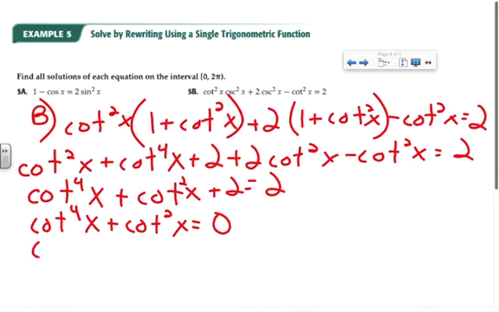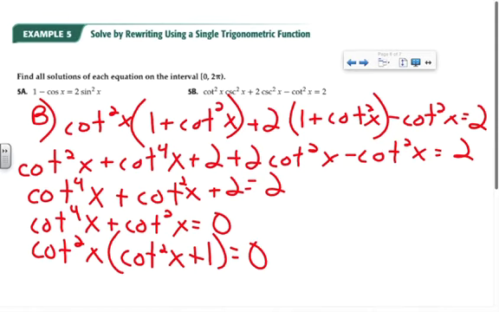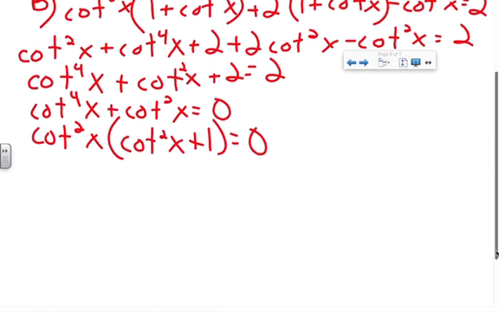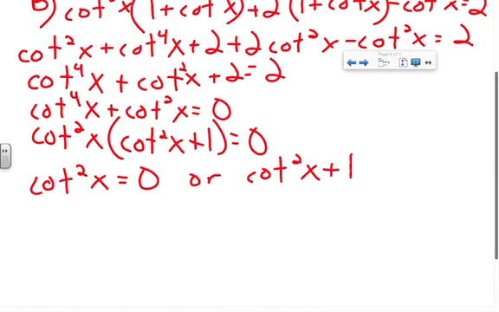I can factor out a greatest common factor of cotangent squared of x and get cotangent squared of x times cotangent squared of x plus 1 equals 0. And now I've got two separate expressions set equal to 0, and I'm going to solve those equations. So cotangent squared of x equals 0, or cotangent squared of x plus 1 equals 0. In this second equation, when I subtract 1 from both sides, I have cotangent squared of x equal to negative 1. And if you try taking the square root of that, it doesn't work. Taking the square root of a negative number, we can't do that.